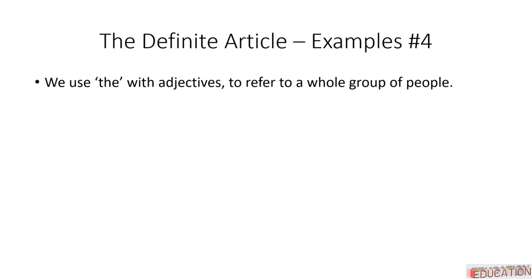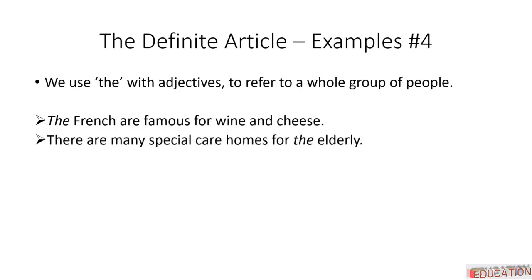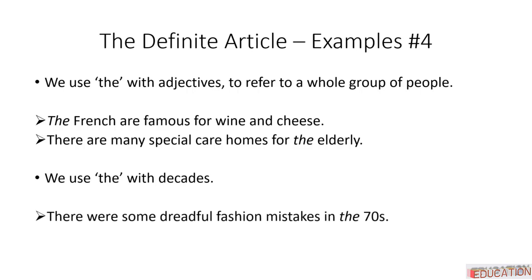And we use the with adjectives to refer to a whole group of people. So the French are famous for wine and cheese. There are many special care homes for the elderly. And we use the with decades. There are some dreadful fashion mistakes in the 70s. His parents were born in the 60s.